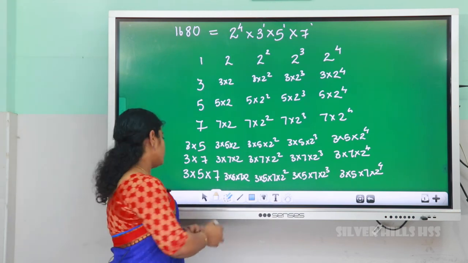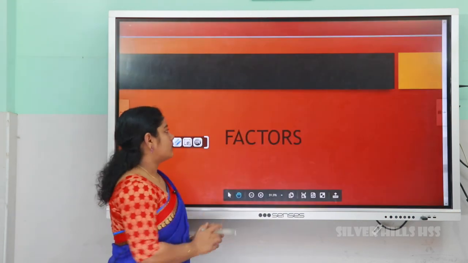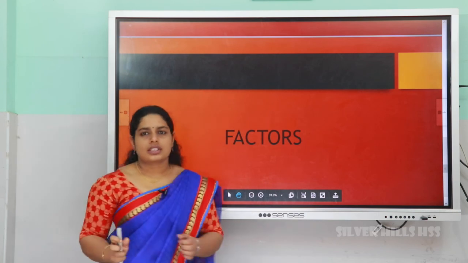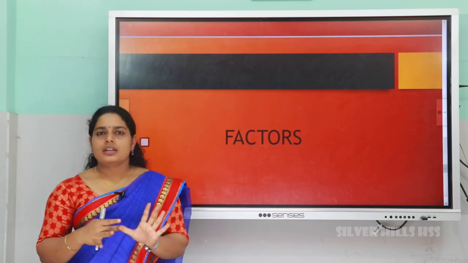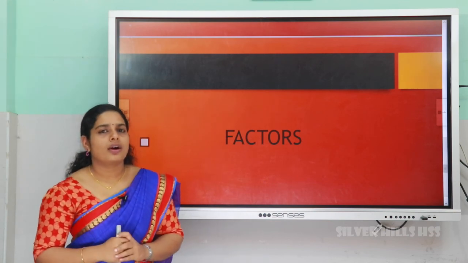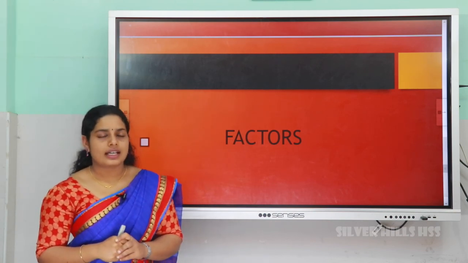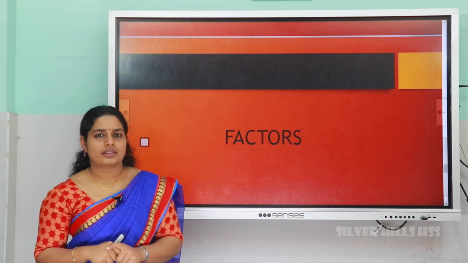Okay, so these are the things we have discussed. We discussed 4 questions from the textbook and we studied how to find all the factors of a given natural number by using prime factorization.